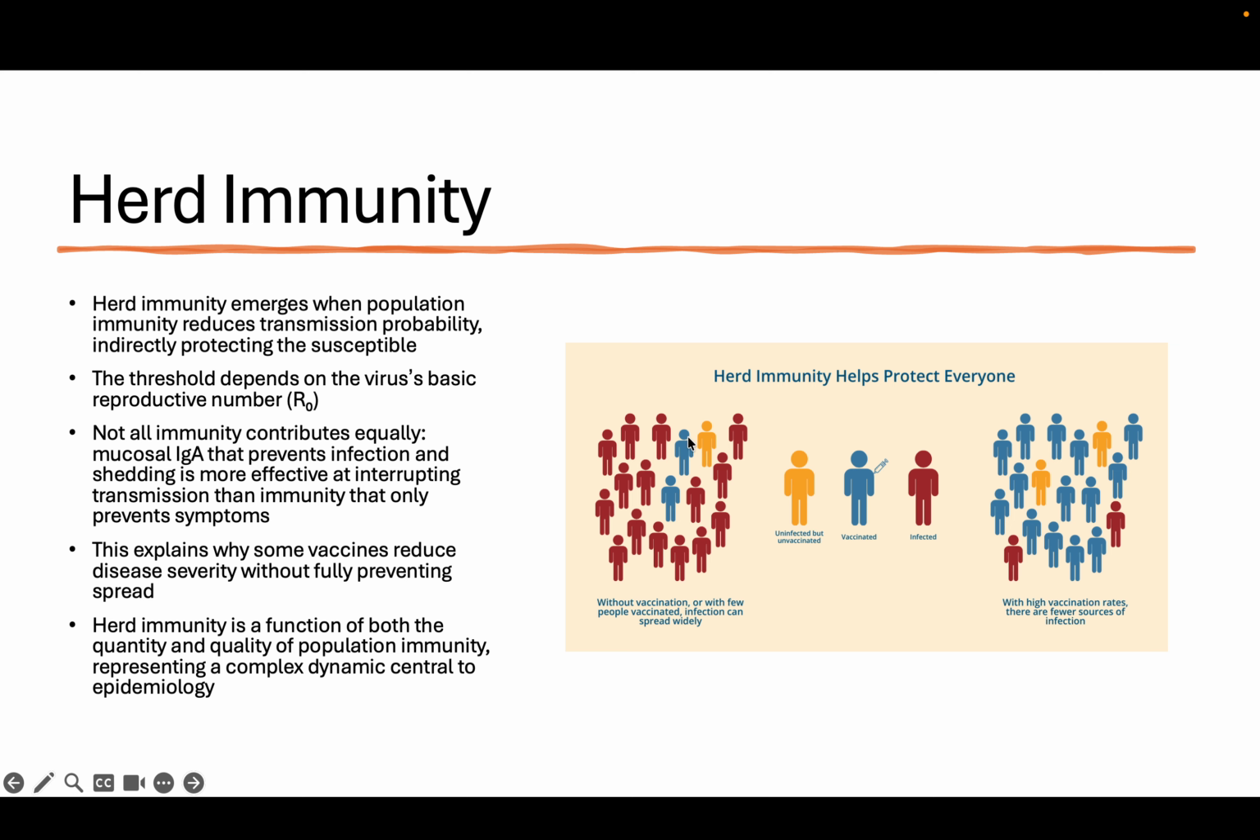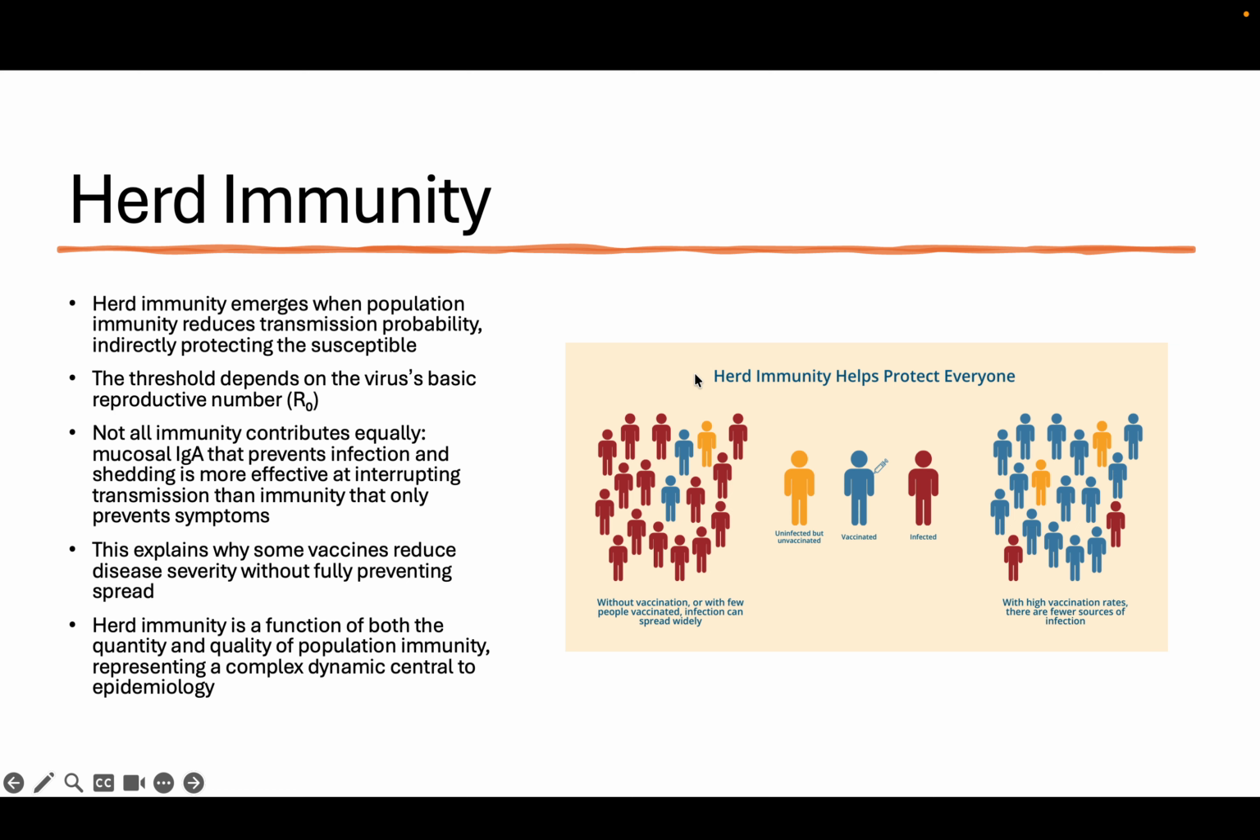So let's imagine you have 3 kinds of people. You have people that are uninfected but unvaccinated. So these people have no infection. Let's imagine SARS-CoV-2: this patient has never gotten the infection and is not vaccinated. Then you have people that are vaccinated in blue, and then you have people in red that are infected. And people that are infected usually can pass on the virus.